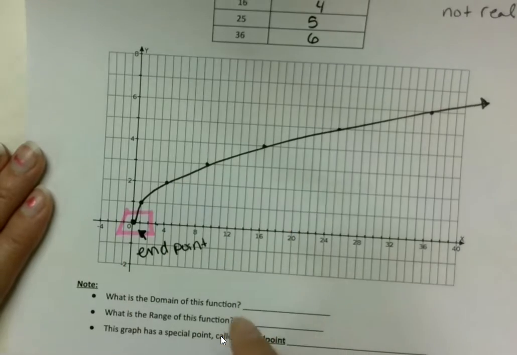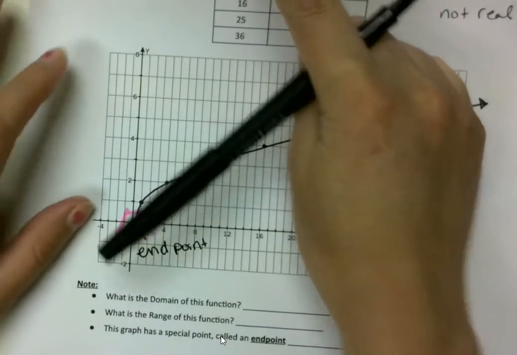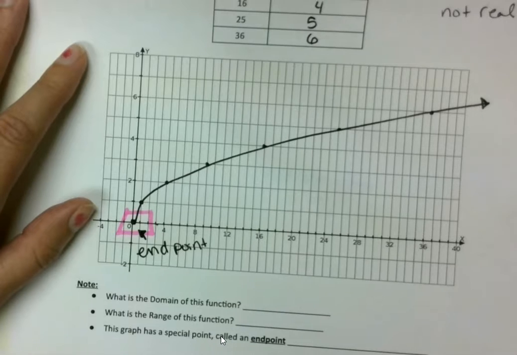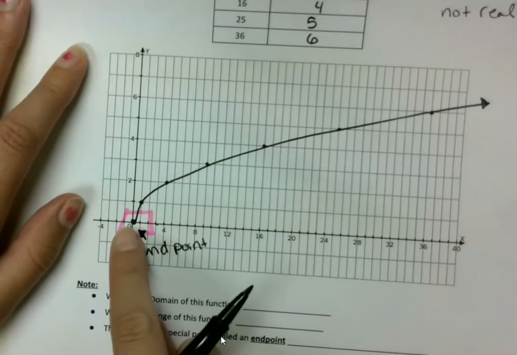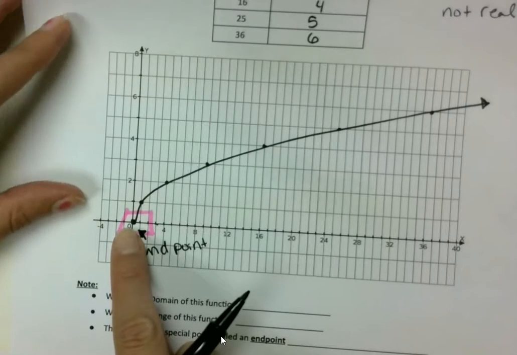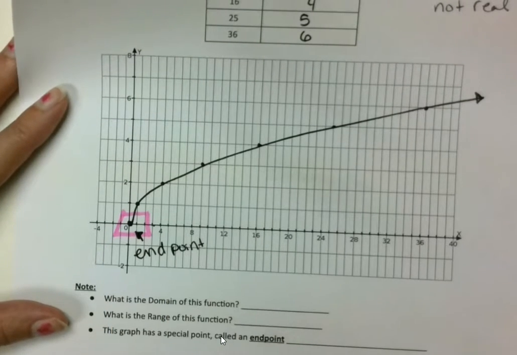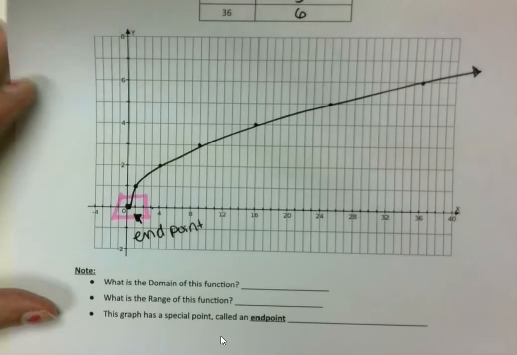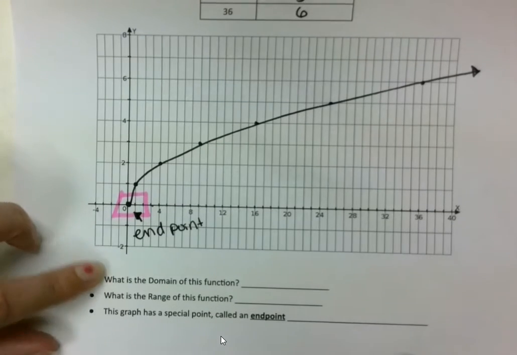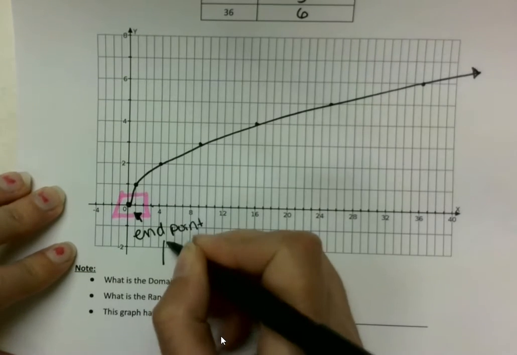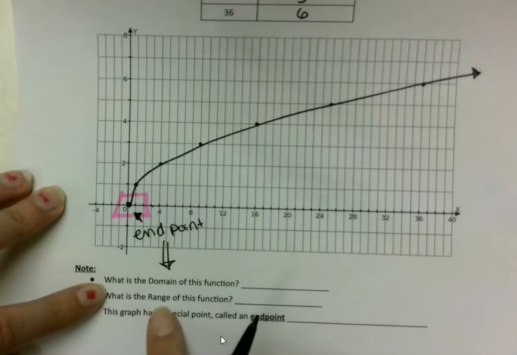Now, if you have any transformations, like it's not just the square root of x, but maybe the square root of x minus 2 or some other function, it might not be at (0, 0), but all radical functions are going to have an endpoint. All square root graphs, I should clarify, are going to have an endpoint. And that endpoint will affect your domain and your range. Okay, so we'll just draw a big arrow down there for domain and range.